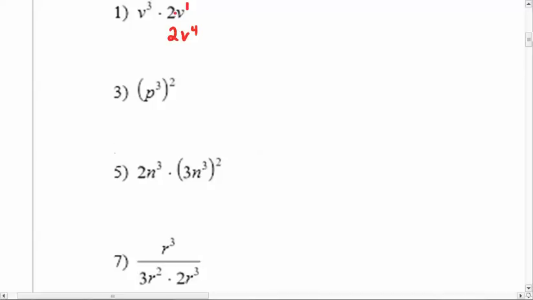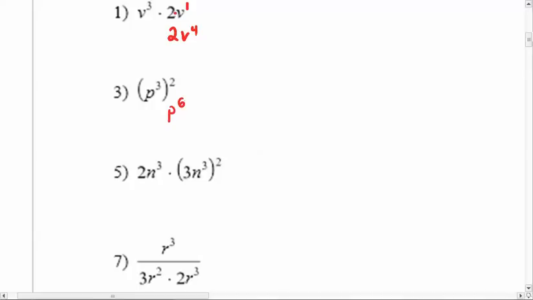Let's look at question number 3. This one is a little bit different because it's the power of a power. The base and the power are both inside the parentheses being taken to the second power. That means I've got p to the third times p to the third, or p to the third squared. When you have the power of a power, you just multiply the two exponents. That ends up giving us p to the sixth.